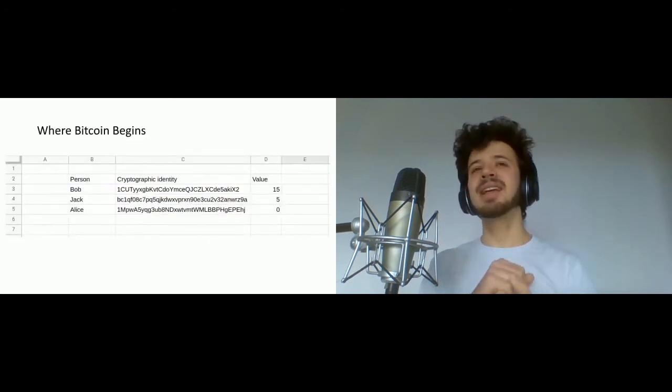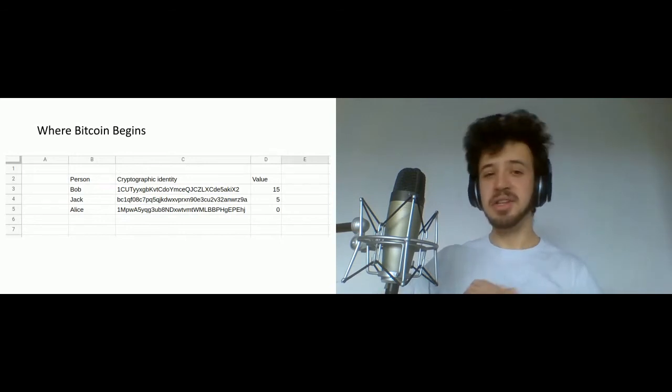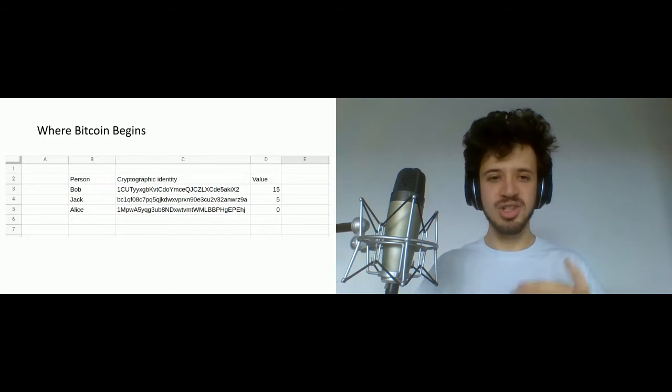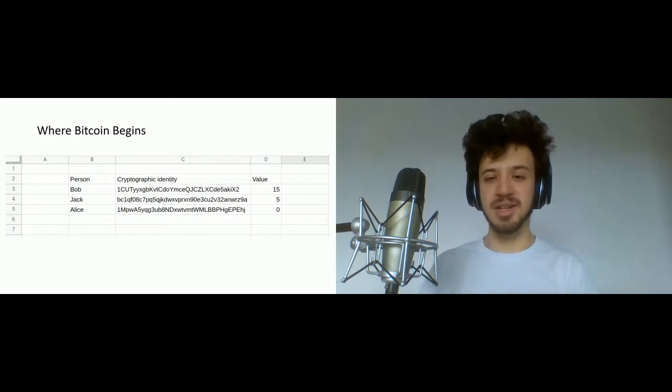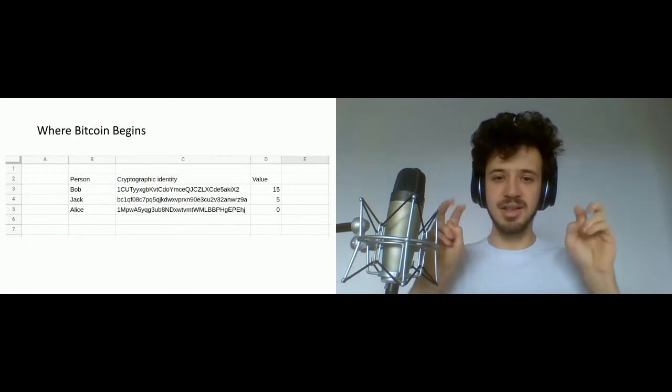So let's imagine that we have this spreadsheet. This is literally an Excel spreadsheet, so it has no special connection to the real world whatsoever. It's just some random numbers on a spreadsheet. Okay. So we have this spreadsheet that has the data of about 3 people on it. We know that Jack, Bob, and Alice exist. We know their cryptographic identity, so they're these public keys.